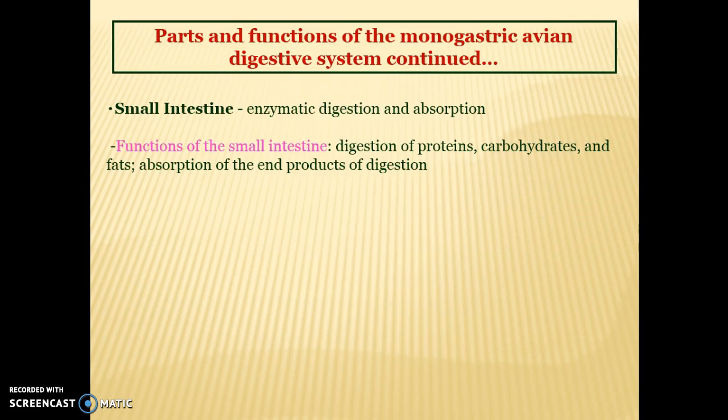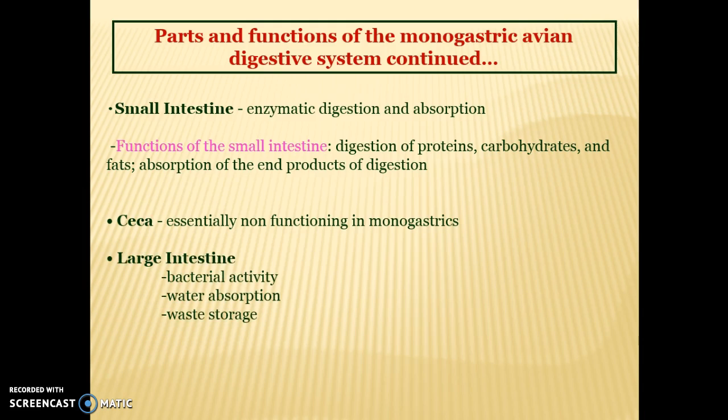The other is the small intestine, where enzymatic digestion and absorption take place. The function of the small intestine is digestion of protein, carbohydrate and fat, and absorption of the end products of digestion. The ceca is essentially non-functioning in poultry. In the large intestine, like other animals, bacterial activity, water absorption and waste storage occur.